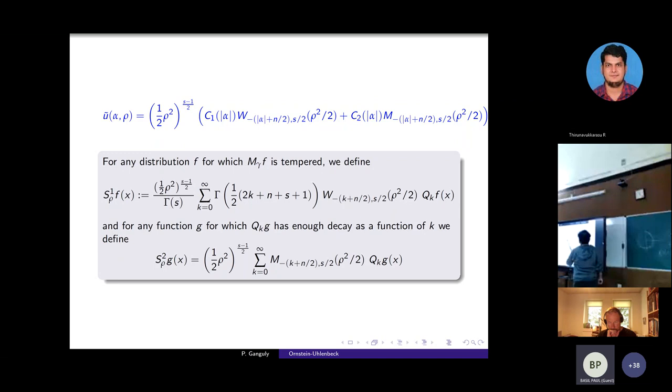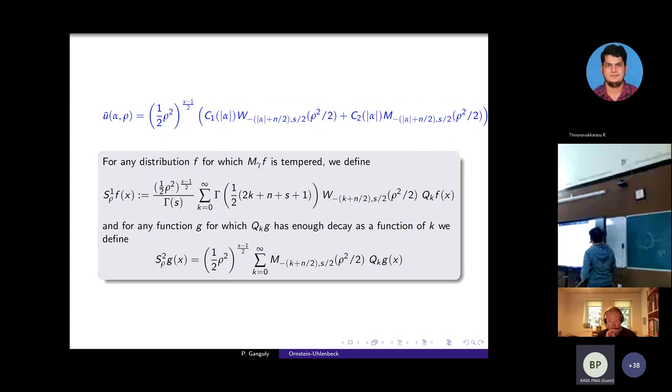That comes from the first thing, and using the initial value, that it is F, and the asymptotic properties of this Whittaker function, one can explicitly calculate C1 alpha, which turns out to be this gamma function by gamma s. So this motivates us to define this thing. And this converges because we have taken M gamma F to be tempered, so that this series converges. And for any other function G, for which QG, that is the Gaussian projection, has enough decay as a function of k, we define another thing that is coming from this. Another operator, S2 rho G, which is this series defined in terms of the spectral projections.